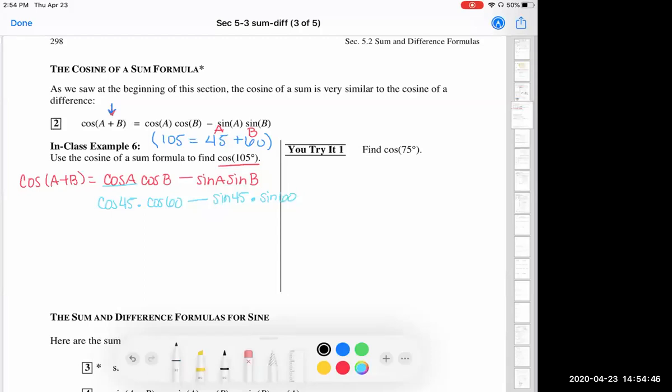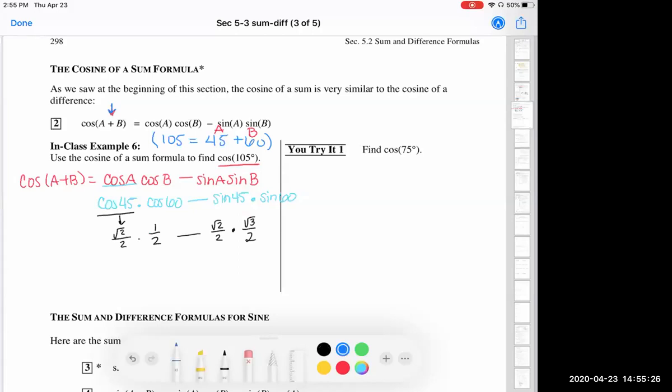Okay, let's take a look at a unit circle and evaluate these values. Cosine of 45 is square root of 2 over 2. Cosine at 60 is square root of 2 over 2, minus sine at 45 is, well, I think I messed up on cosine of 60. Cosine of 60 is 1/2. Sine of 45 is square root of 2 over 2 times sine of 60 is radical 3 over 2.